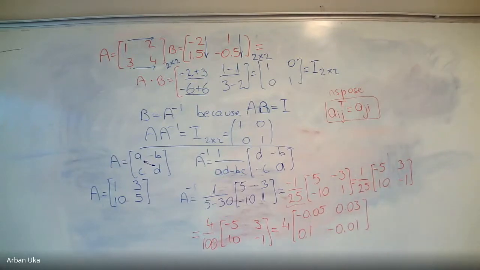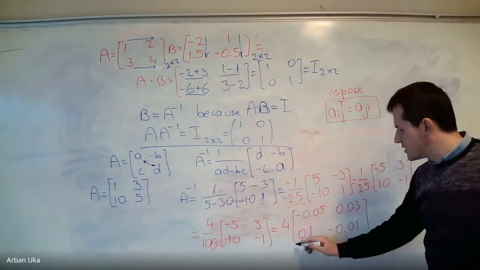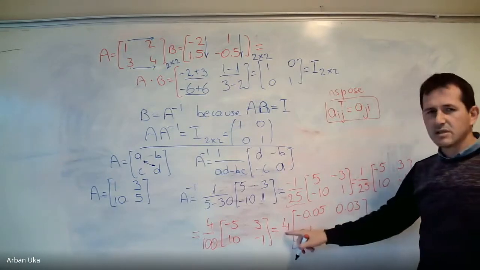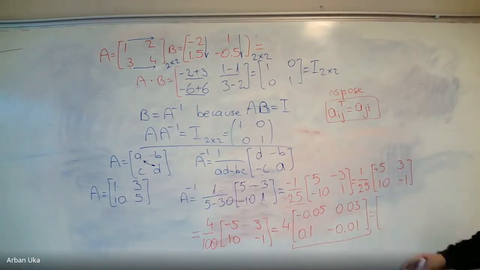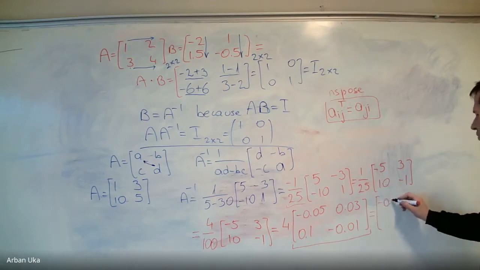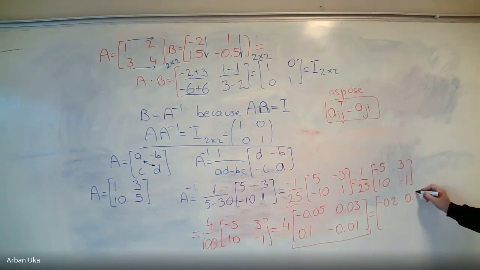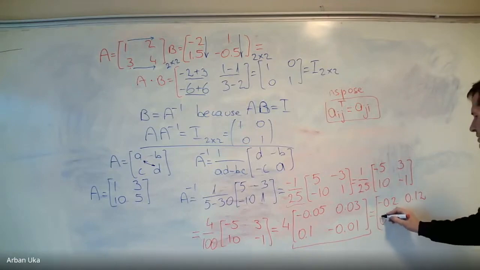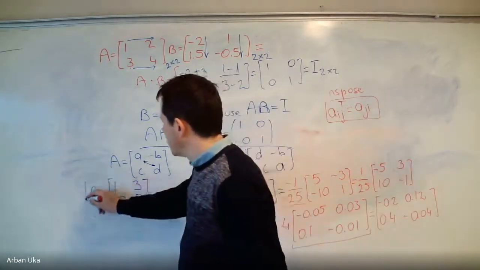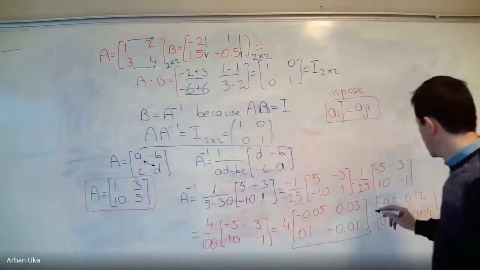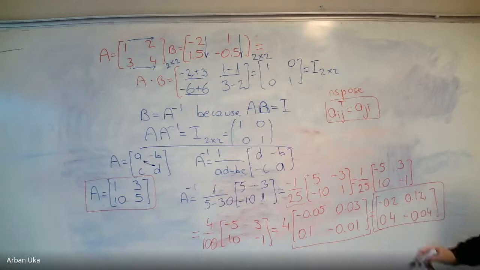Okay? Then still, the multiplication of this matrix, which is 2 by 2, by a constant, it still works. It is defined. So here we get something like 4 times 0.05. This is minus 0.2. This is 0.12. Here we get 0.4, and this is minus 0.04. Okay? So here we found the inverse of this matrix A. If we multiply this A with this matrix here, we should get a 2 by 2 identity matrix.